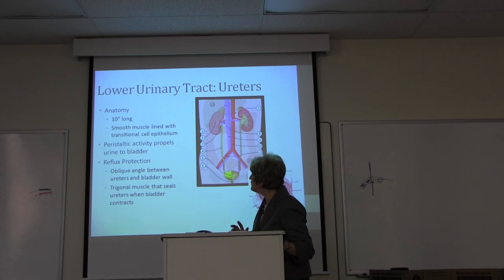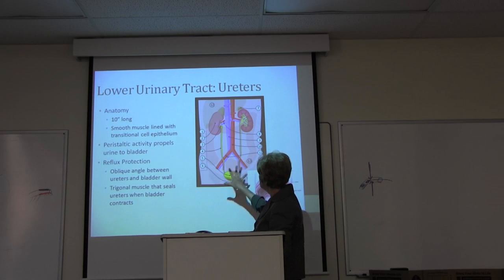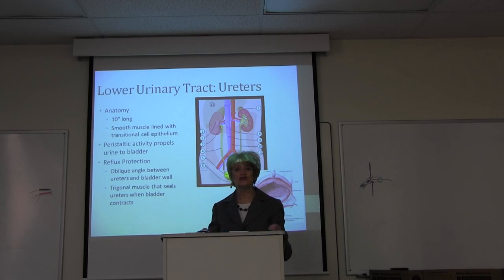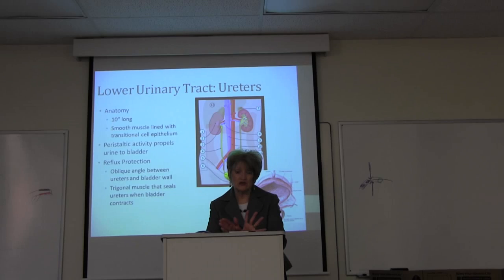Now, just a couple of things at the end. Now we're down to the lower urinary tract. These are things you do need to know. Each of your ureters is about 10 inches long. The ureter is comprised of smooth muscle, and it's lined with transitional cell epithelium.